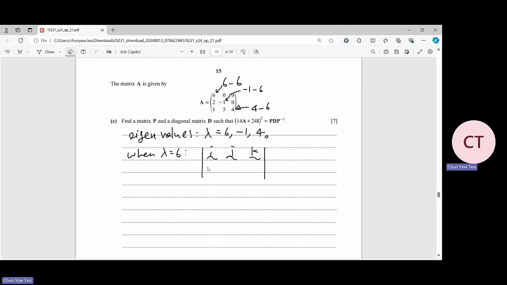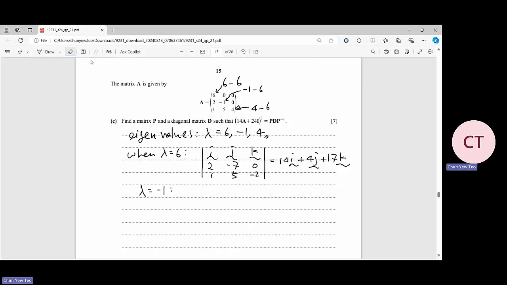So it will be 2, negative 7, 2, negative 7, 0, and 1, 5, negative 2. Do the cross product, then you get 14i plus 4j plus 17k.